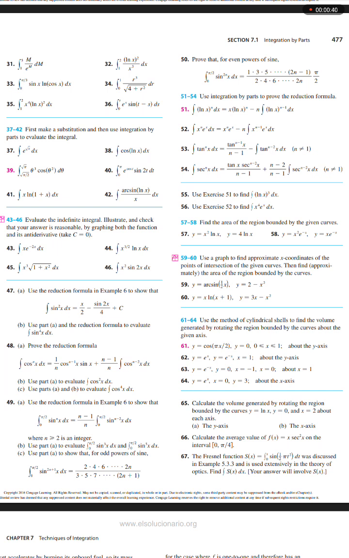pi over 2. That would be times pi over 2.